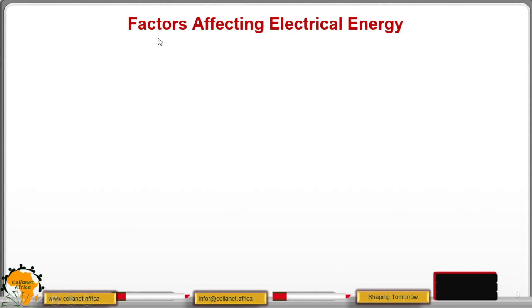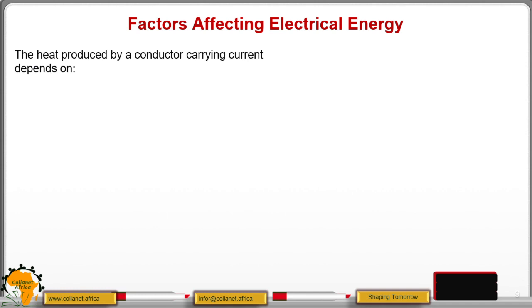Under this lesson we are going to discuss factors affecting electrical energy. Now we have seen that whenever you increase resistance or current, the rise in temperature increases. In other words, the temperature rises with increase in resistance and time. Therefore, the heat produced by a conductor carrying current depends on the following.